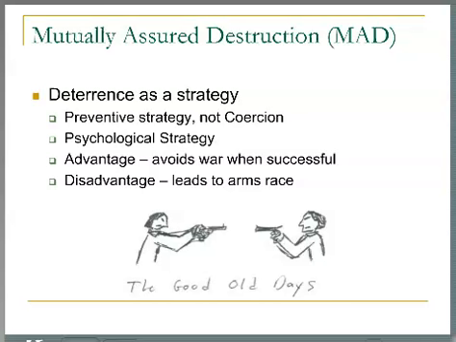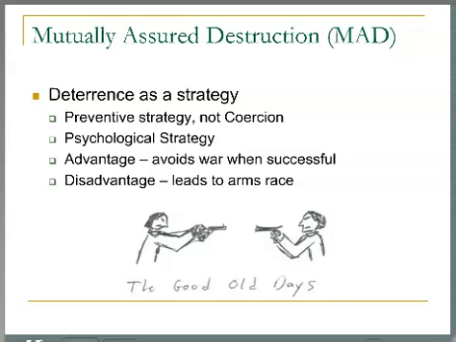Now, the advantage of this strategy is that if it works, war is avoided. Some argue that nuclear deterrence kept the peace between the two rival superpowers throughout the Cold War, when all other great power struggles of the past had led to major wars. Viewed this way, nuclear deterrence was a smashing success.